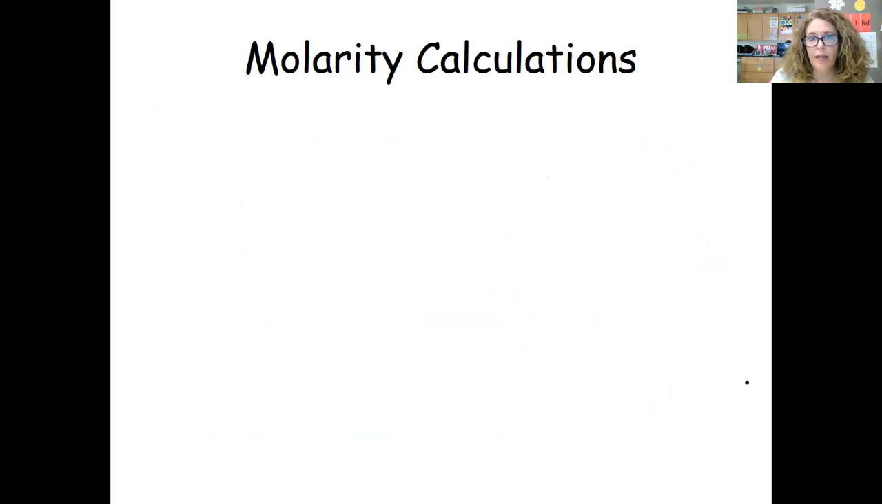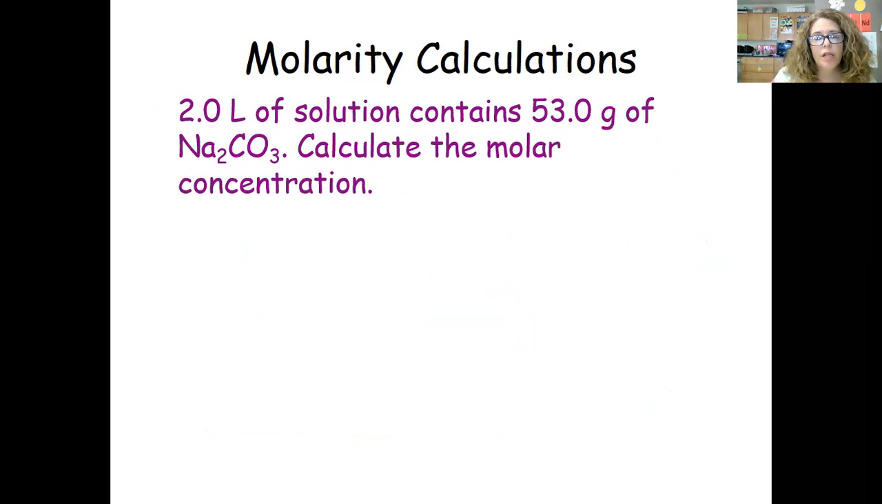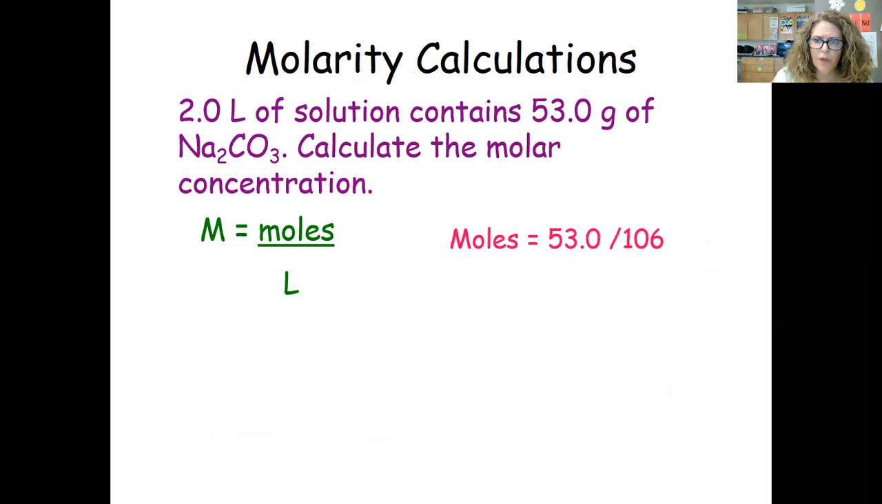So now let's work on how do we do these calculations. All right, so I have 2 liters of solution that contains 53 grams of sodium carbonate. Calculate the molar concentration. So we need to calculate the molarity. All right, molarity is equal to moles over liters. So now, first of all, moles is not grams. Moles and grams are related to each other through the gram formula mass. Remember our mole calculation on Table T, right? Moles is equal to given grams, I just use G for grams, divided by the gram formula mass.